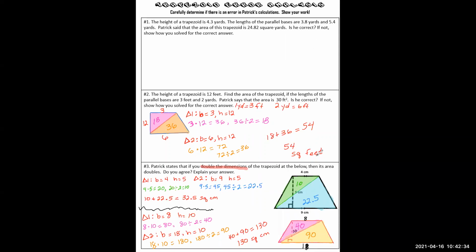Up above, we knew that the original trapezoid was 32.5, right? So in order to double that, I have to multiply 32.5 times 2, and that gets me 65. Well, look at that. 65 is not the same as 130. So he was wrong. It didn't just double. In fact, if I take my 130 and divide it by the original area of 32.5, then I get 4. That means it didn't double. It was times 4.